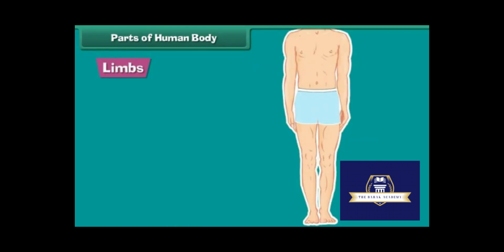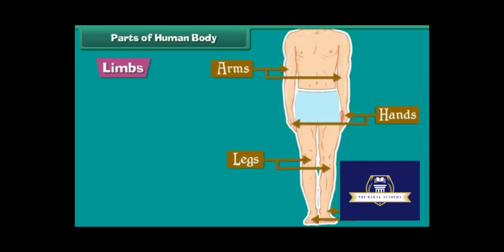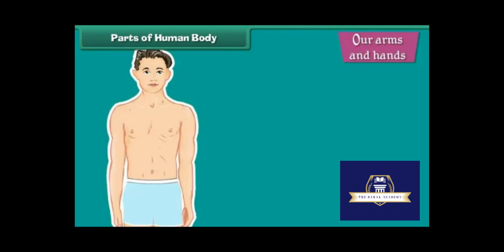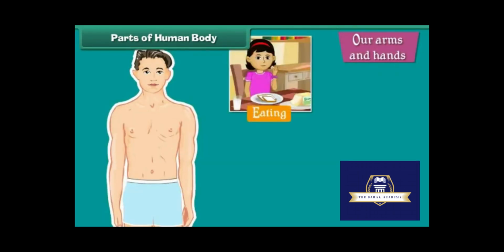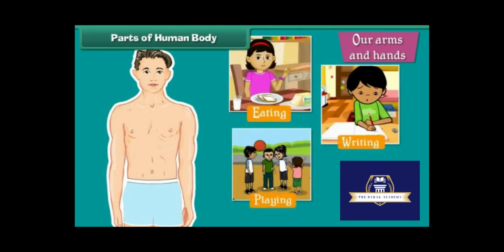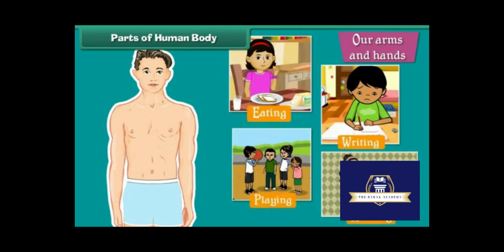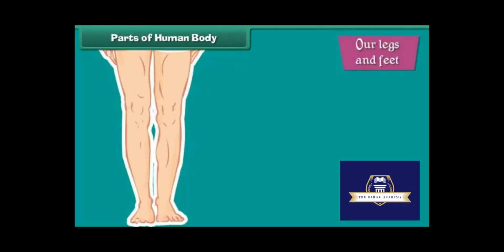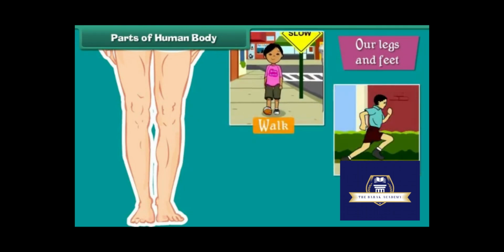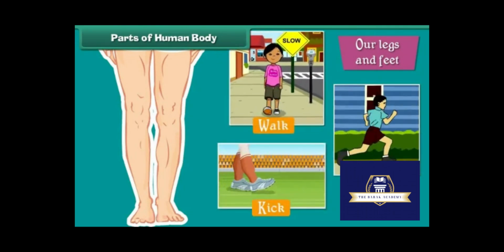Limbs consist of a pair of arms, hands, legs and feet. Our arms and hands assist us in eating, writing, playing, holding and lifting things. Our legs and feet help us to walk, run, kick and dance.